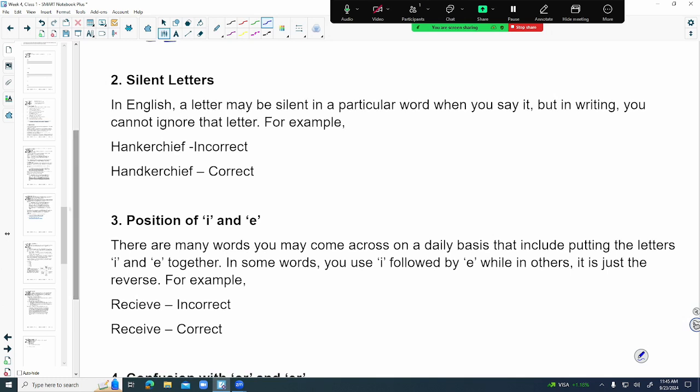Next, silent letters. Silent letters can be really tricky. Lots of times when we're talking, we don't say a lot of letters in the words, but when you're writing, you need to make sure you put them in there. So for example, handkerchief. That's usually the way people say it, but that's incorrect to write. When you write it, you have to actually put in the D. We don't say it that way. And the same thing with the word chief. We say it one way, but we have to make sure that when we're writing it, we spell it correctly. Wednesday, same thing.